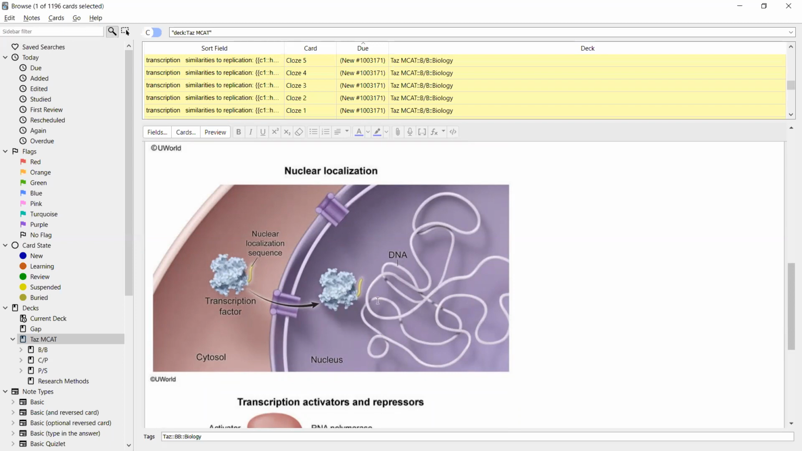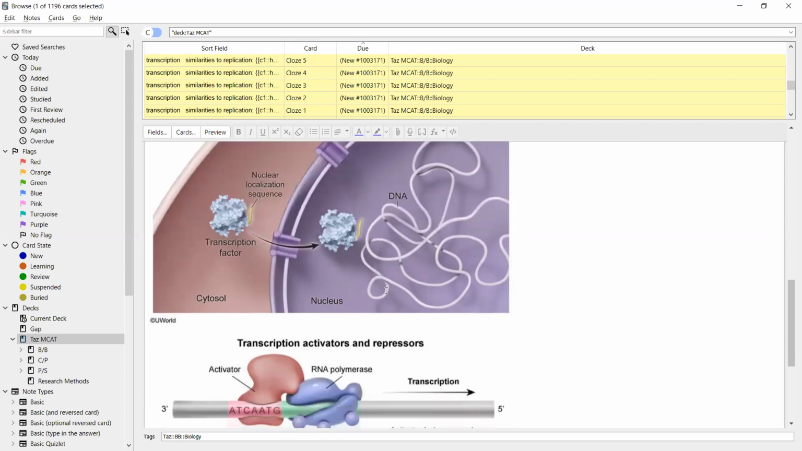Remember, we're very careful about what we allow into our nucleus because this is all of our knowledge, right? So we don't want to let anything in here. We want to only let very specific things that are supposed to be in here. So the nuclear localization sequence localizes or moves the transcription factor to where it needs to be, the nucleus.